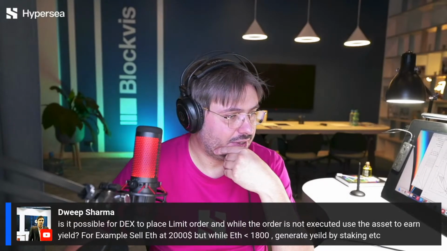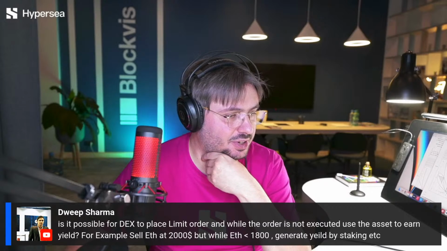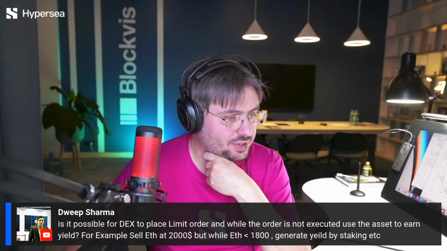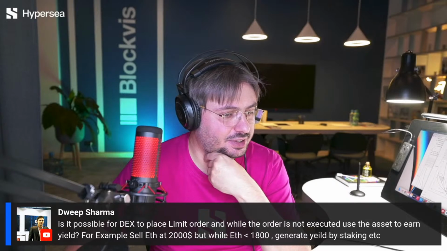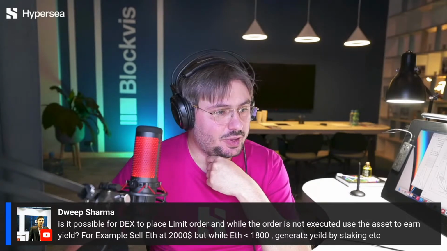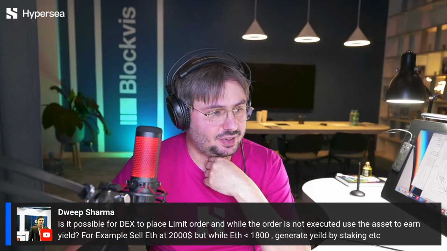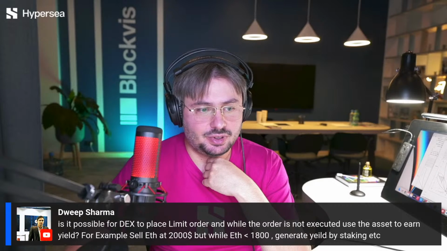So let me check. So there was a question: is it possible for a DEX to place a limit order, and while this order is not executed, use the asset to earn yield? So this is not the case for HyperC.